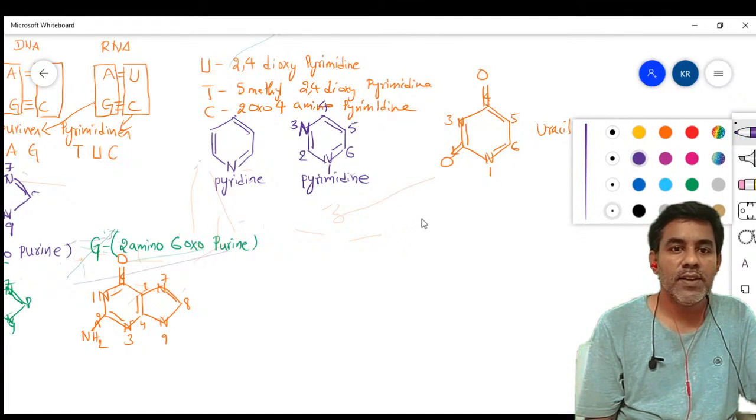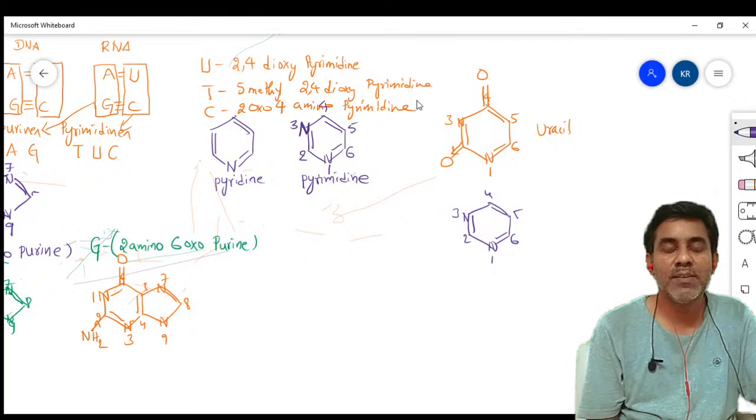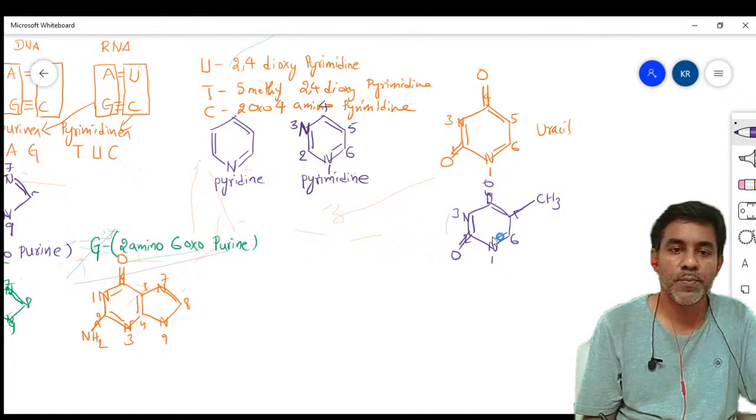So next molecule is thymine. So I told you that the only difference is methyl at the 5' position. So first one, second one, third one, fourth one, fifth one, sixth one. So thymine means 5-methyl 2,4-dioxypyrimidine. That means same structure, 2,4-dioxy. But the thing is, at the 5' location, you have to draw a methyl group. You have to add a methyl group. CH3 group is methyl group. So this is the thymine.